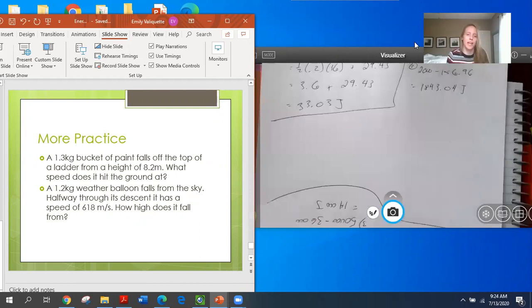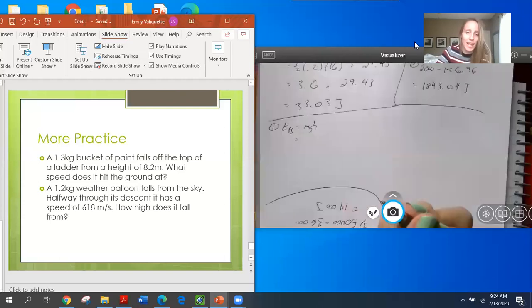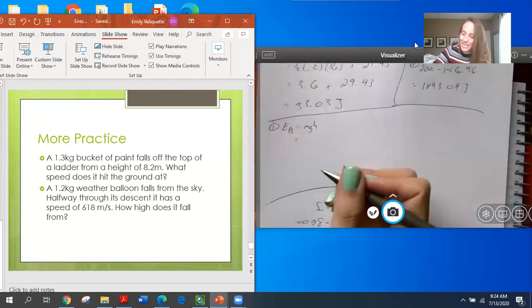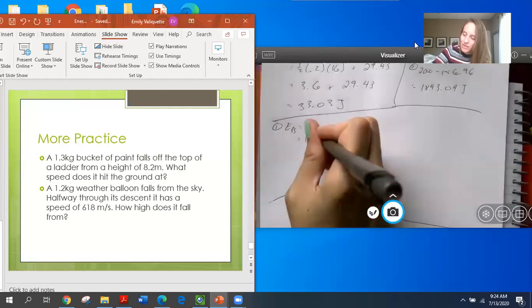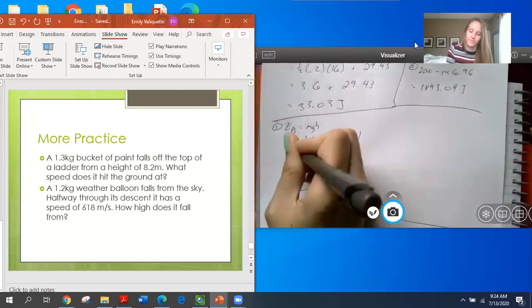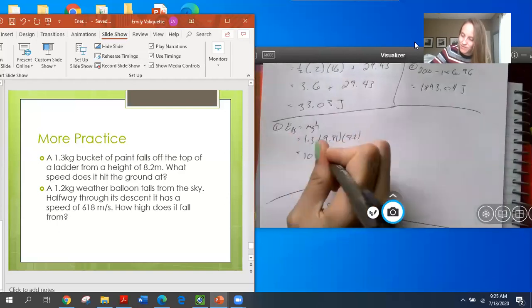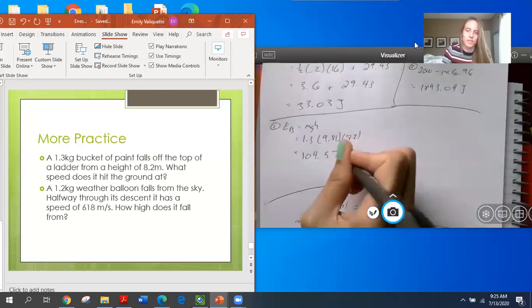So because what I have to start off with is mass and height, I am going to start first step with my EPG formula, since that is the only formula that I have that uses both mass and height. So I'm going to do 1.3 kilograms times 9.81 times 8.2 meters. And I get 104.57 joules.